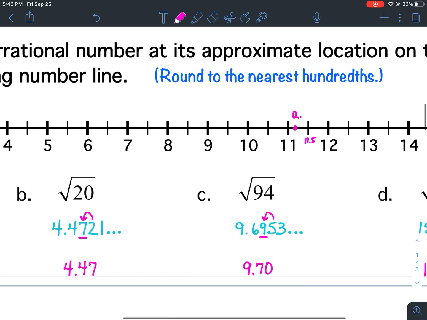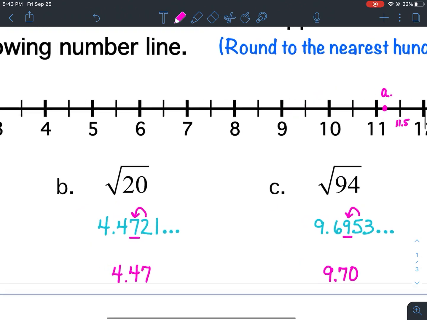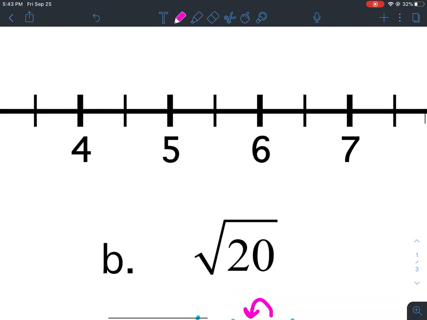All right, for B, if you had $4.47, think of it as money. $4.47 is really close to $4.50. Well, right here would be where your 4.50 is. Since 4.47 is really close to that, but not quite 4.50, I'm going to put my point right next to that line and label that B.